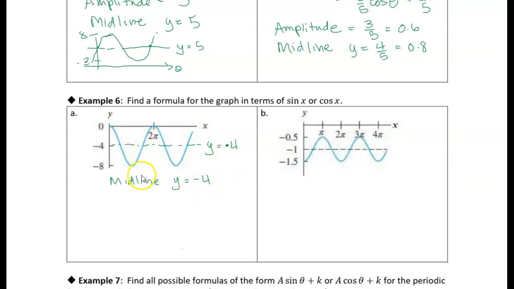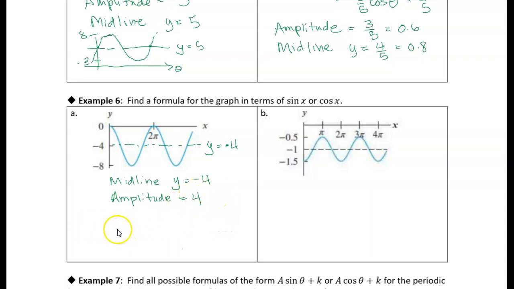It's just the distance from the midline to the peak. So in this case, the amplitude, the distance from -4 up to 0 is 4. We can also measure it downward. The distance between the midline and the -8 is again 4. So our amplitude is equal to 4.